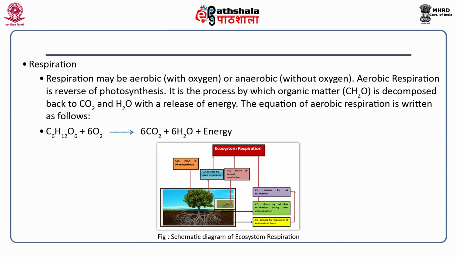This figure shows ecosystem respiration. Carbon dioxide ecosystem respiration mainly includes carbon dioxide released by plant respiration, carbon dioxide released by animal respiration, carbon dioxide released by the respiration of roots and soil fauna, carbon dioxide released by microbial respiration during litter decomposition, and carbon dioxide released by soil respiration. So, the carbon dioxide released by these all together is called ecosystem respiration.